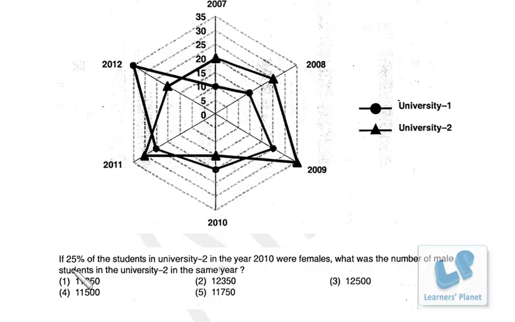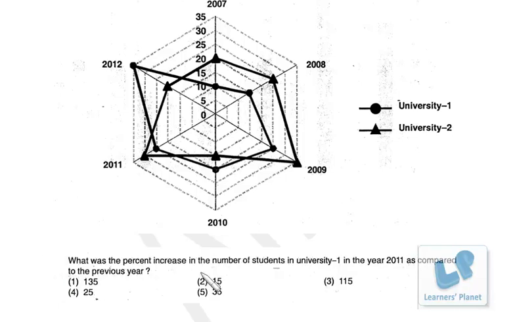Out of them, 25% are females. That means 75% of them are males. So precisely we have to find out 3/4 of 15,000. So 3/4 of 15,000 will be 11,250, right? So that was pretty simple.